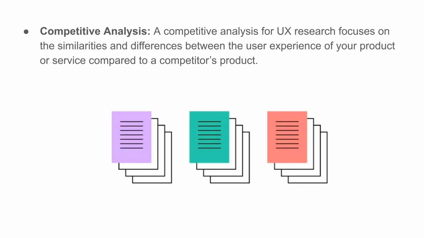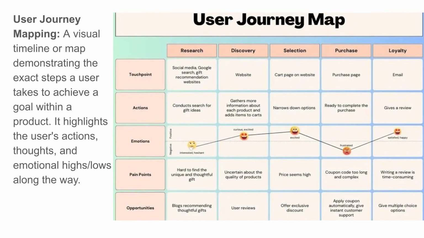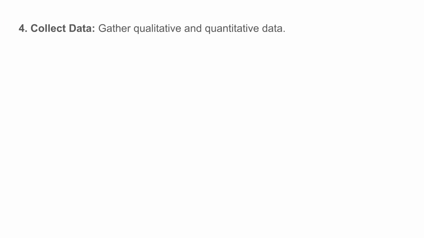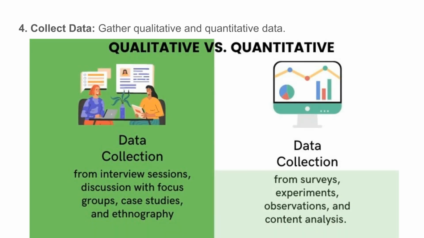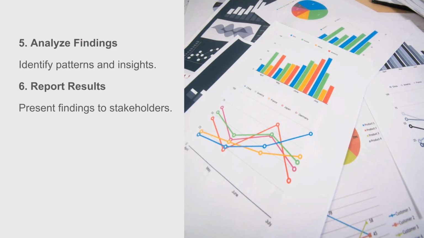Furthermore, a competitive analysis helps you understand the market landscape by comparing your product's user experience against your competitors, highlighting key similarities and differences. We also use user journey mapping, which creates a visual timeline of the exact steps a user takes to reach their goal, mapping out their emotional journey and pain points. The next step in our research workflow is to actively collect both qualitative and quantitative data. Once the data is gathered, we move to analyzing the findings to identify patterns and insights, which are then reported to stakeholders to inform future design decisions.